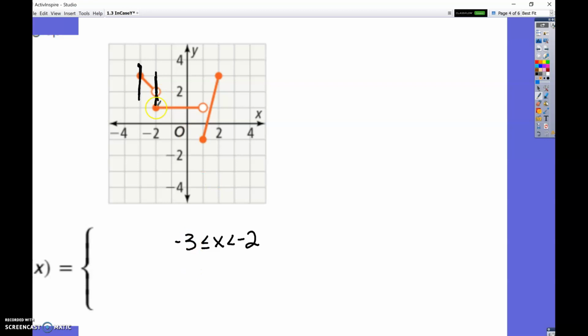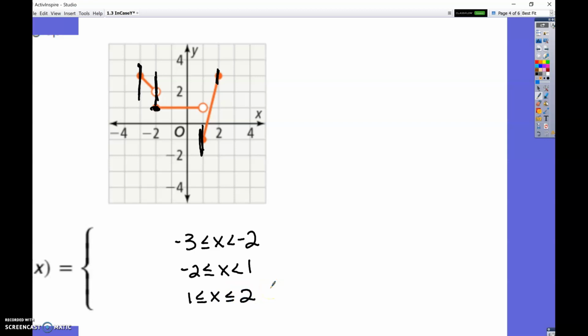The second domain, or the second chunk, goes from -2 to +2. So -2, it does have the equals to because that circle is filled. And then it goes all the way up to 1, but not including 1. Remember, I'm only using the x values. Then finally, my third chunk starts at 1 and goes to 2, a very small window. It does include that 1 value, and it does include that 2 value.